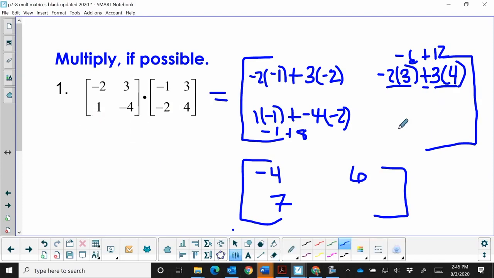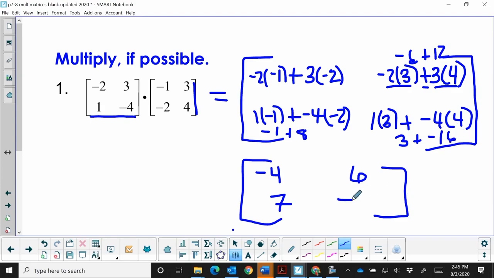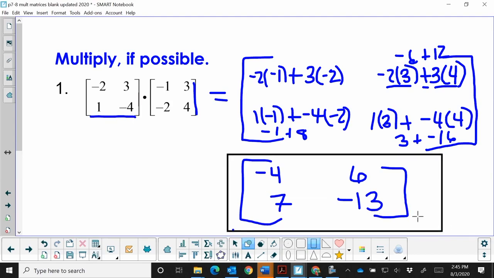And for this last position, that is the bottom row and the second column. So I go bottom row, second column. And I'm going to multiply 1 times 3. And I'm going to add to it -4 times +4. And that's going to give me 3 plus -16, which is what, -13? And there is my solution. So let's box it up since that's our solution. There's our answer as we multiply the 2 by 2s together.